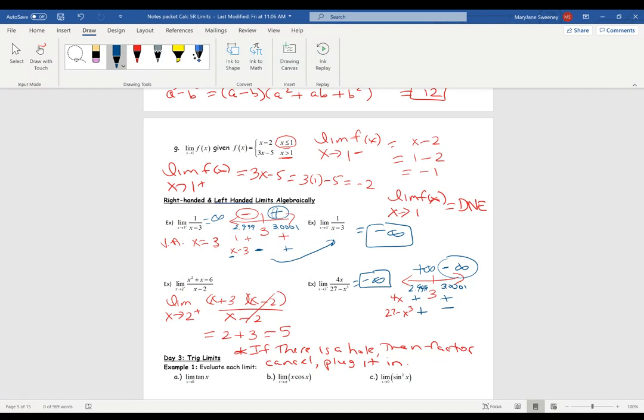Okay, so that's it for limits algebraically. Tomorrow we'll be looking at trig limits. Trig limits will be our day 3, I should say.